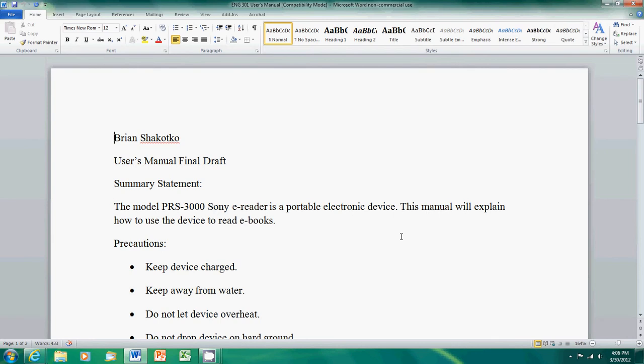When I first started writing this document, I had to identify the topic and the audience. This is a key thing to understand when writing any documentation. In this case, my topic was the Sony e-reader and explaining to the audience how they can use the device. The audience would be any new users who weren't familiar with the technology and would like to understand how to use it.